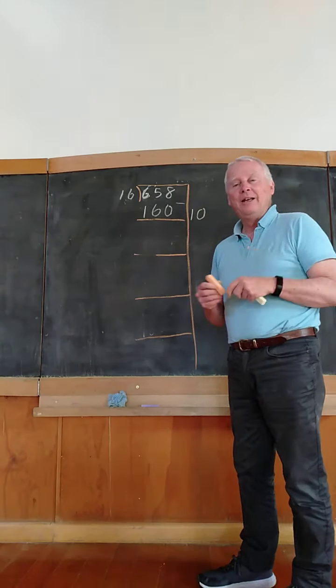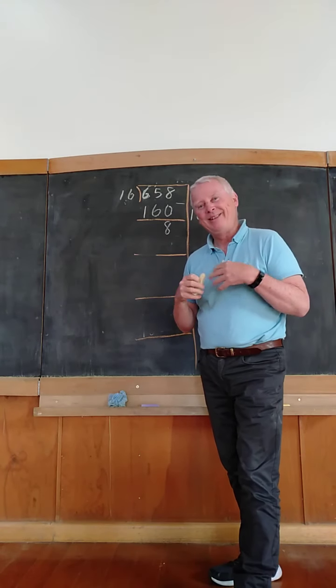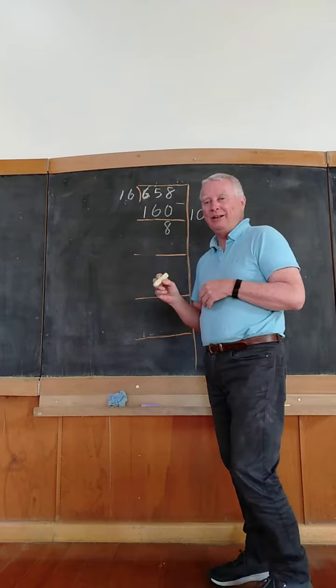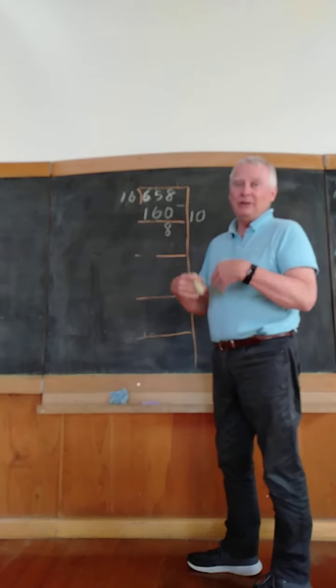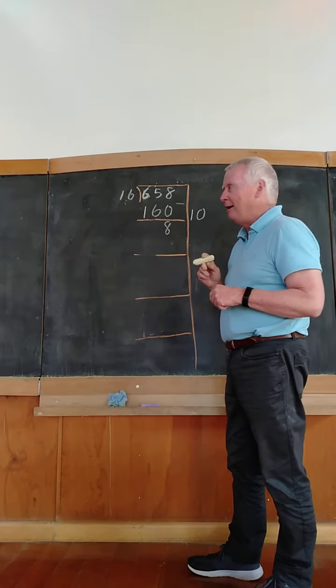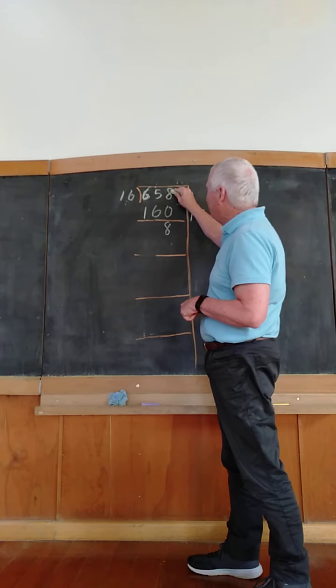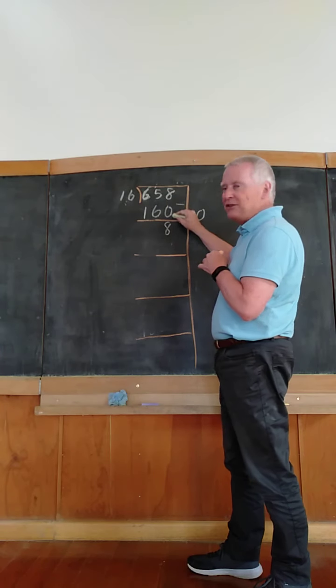8 take away 0, that's 8. 5 take away 6 can't be done. In Australia we use what's called the minuend decomposition method, which just means to rearrange the top line. When I was at school we learnt the payback method, where if you add 10 to the top you've got to repay to the next column's bottom. Anyway, I go there. So 8 take away 0, that's 8.